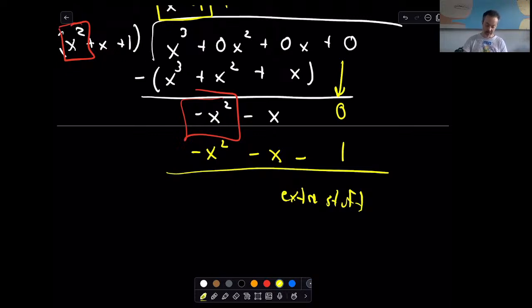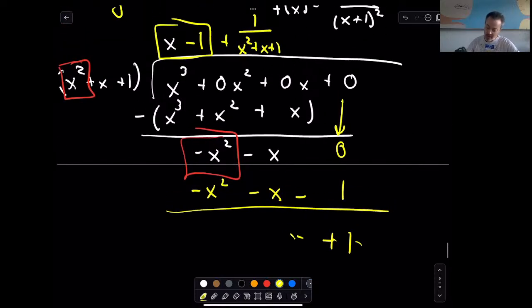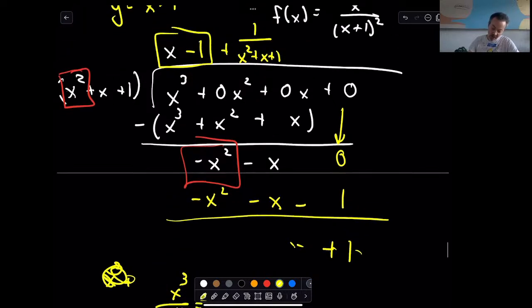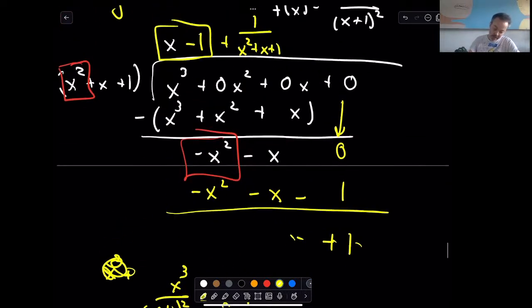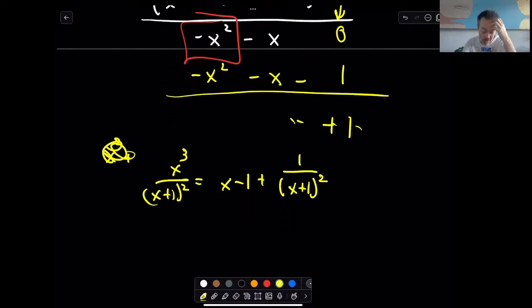What will you get? It looks like you'll end up with a plus 1 here, which is going to be your remainder. So you would have plus 1 over what you divided by. So that would be a way to rewrite x to the third over x plus 1 quantity squared. We can write that as x minus 1 plus 1 over x plus 1 quantity squared. We're just doing an algebraic rewriting.